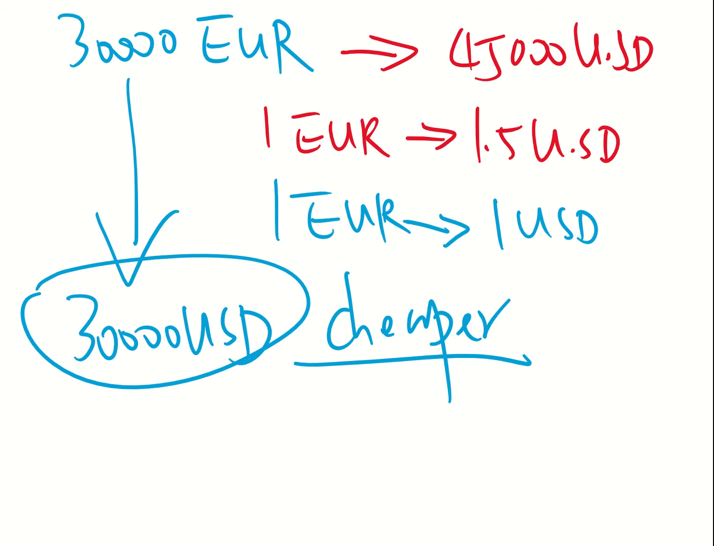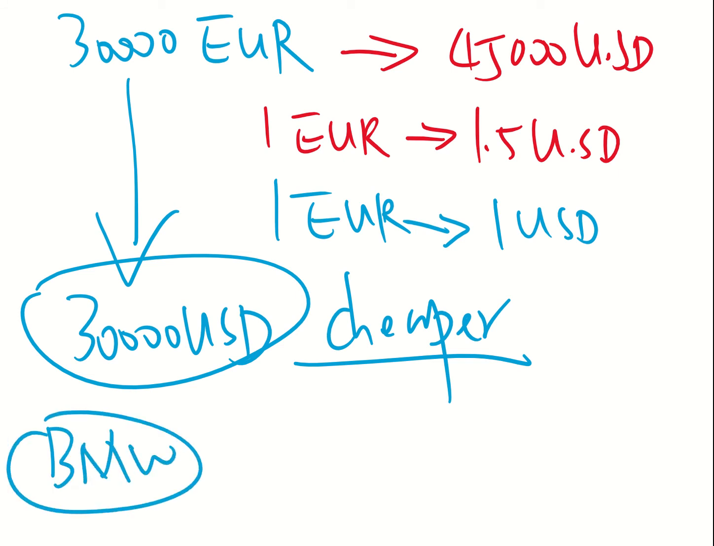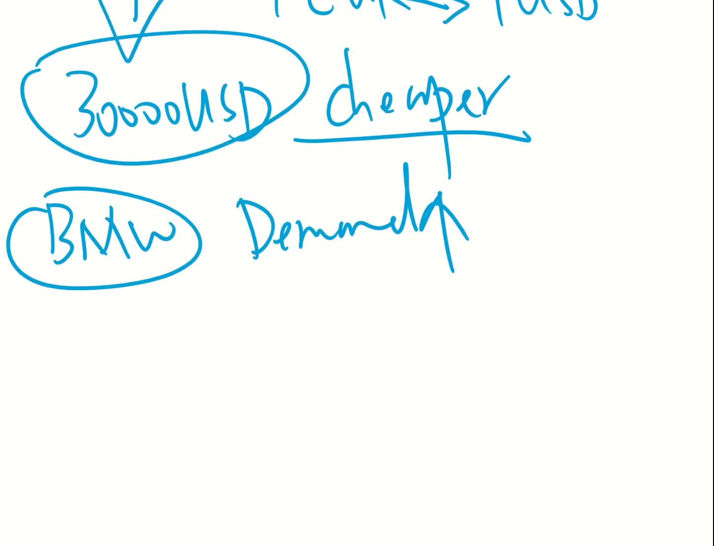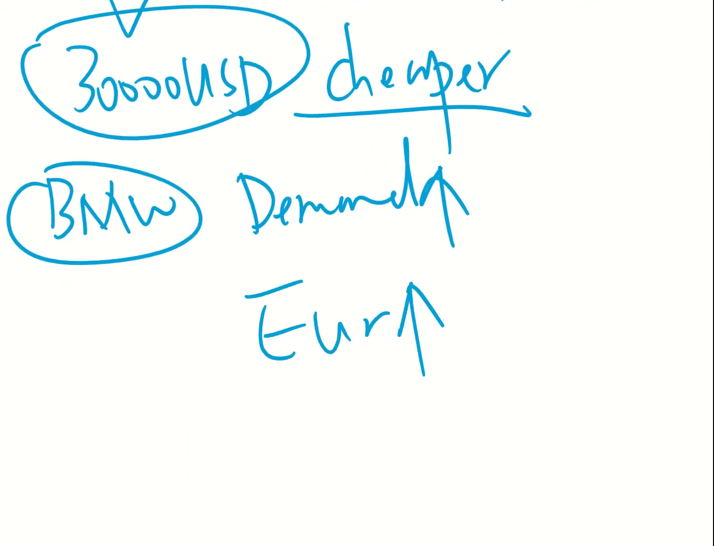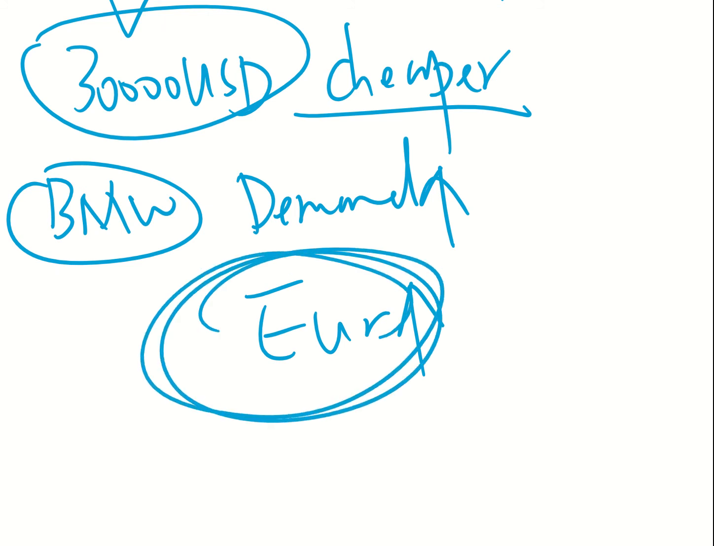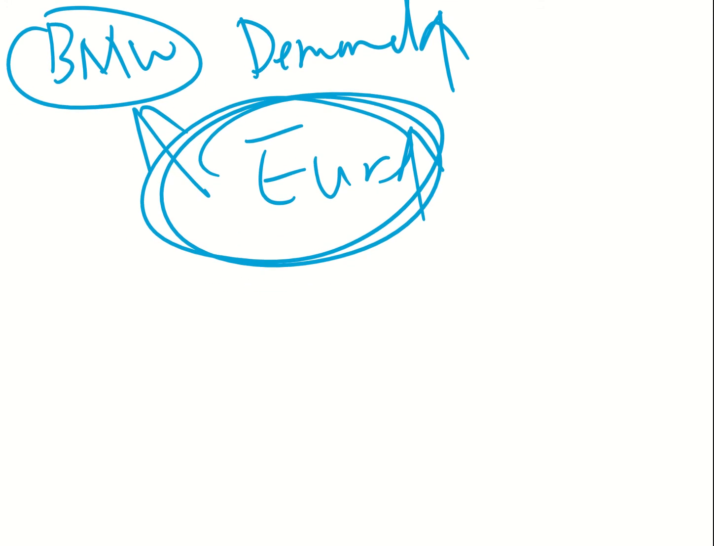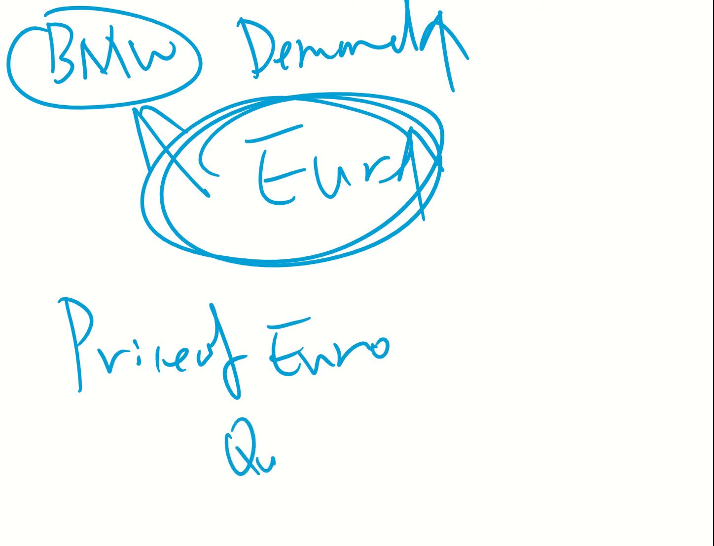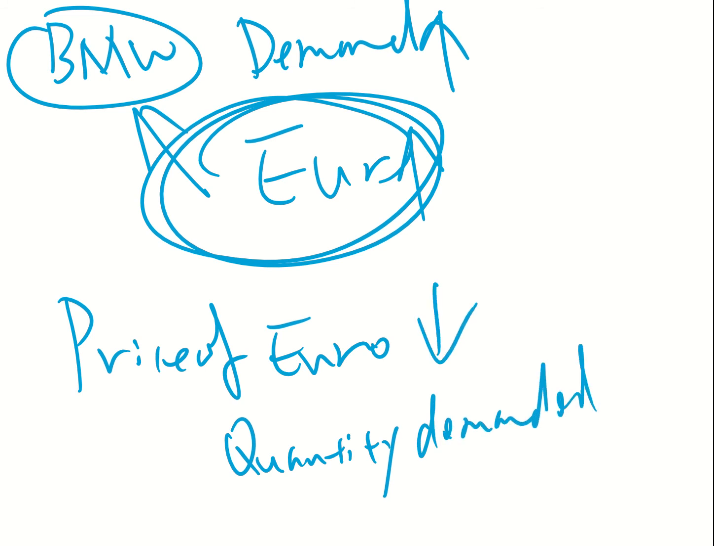But if you buy more BMWs, demand for BMW goes up. That also means the demand for euro goes up as well, because we need to have euro to buy the BMW, right? So therefore, between the price of euro and the quantity demanded of euro, they're inversely related, right? So price for euro goes down and then quantity demanded goes up.